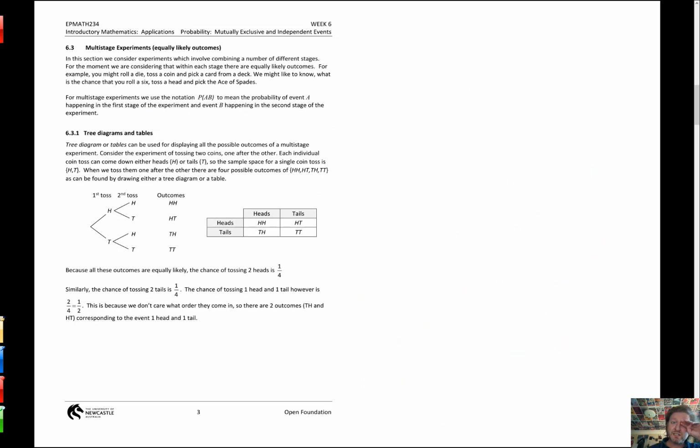Now the next bit, multi-stage experiments with equally likely outcomes. In this section we consider experiments which involve combining a number of different stages.